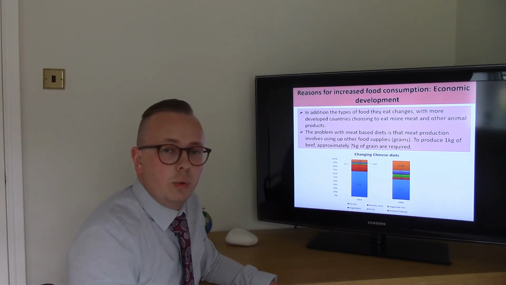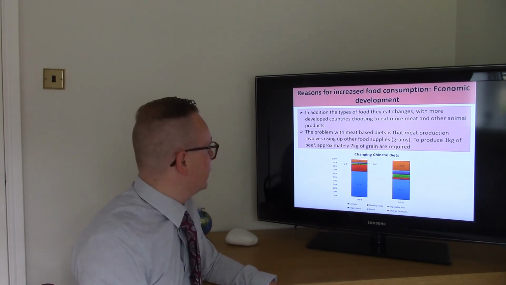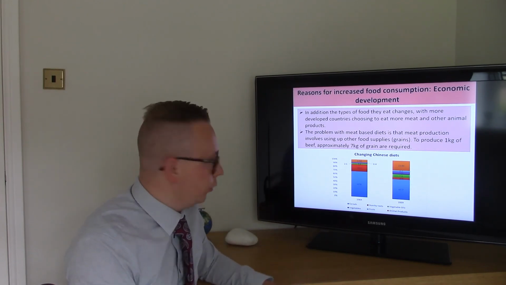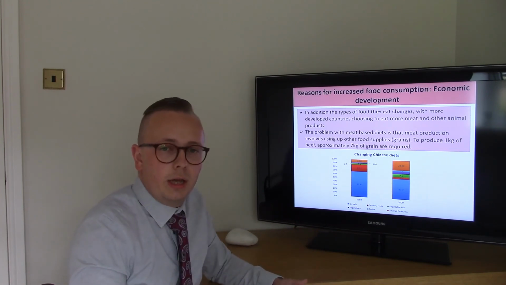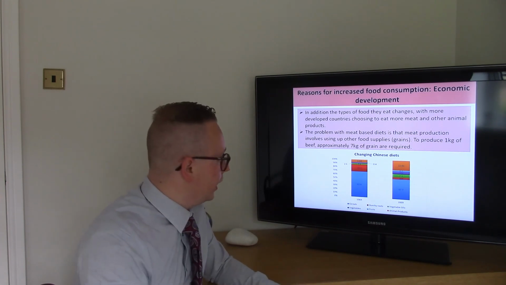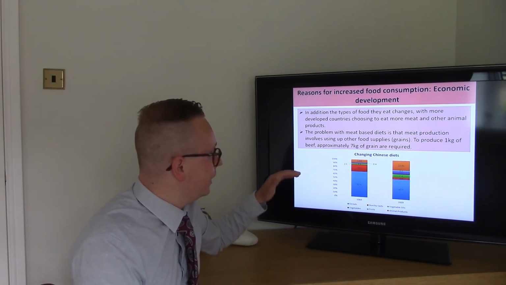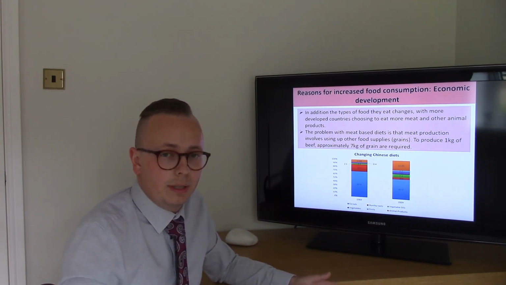In addition to the amount of food people are consuming, it's also the types. What we find is that as countries develop, they tend to eat more meat and other animal-based products. And the problem with that is, in order to produce meat, grains and other crops are used to feed those animals. Alarmingly, to produce 1 kilogram of beef, it uses approximately 7 kilograms of grain. Now that's grain that could be used to feed the population.